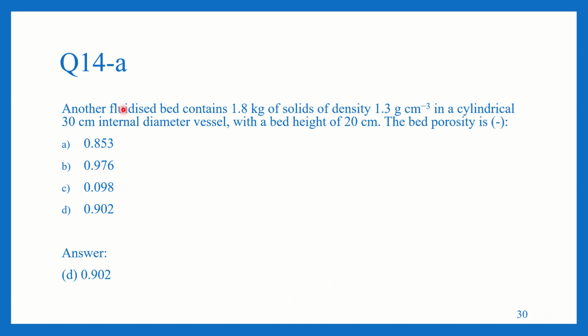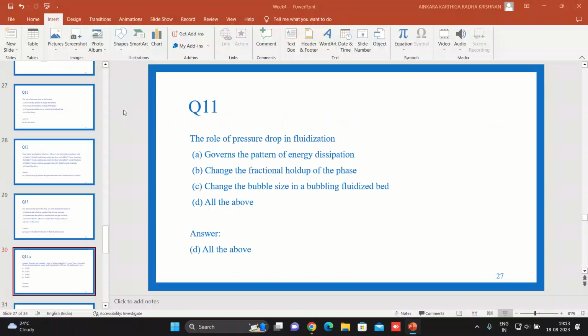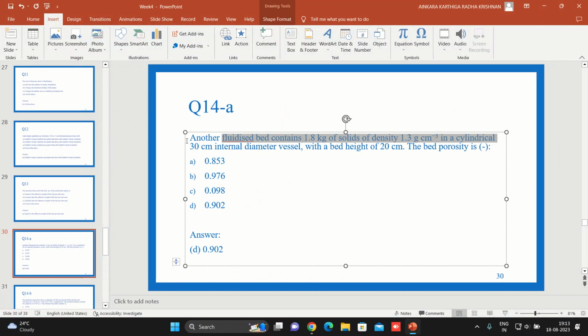Another problem is here, another fluidized bed. Okay, here we'll keep it as a fluidized bed. A fluidized bed contains 1.8 kg of solids of density 1.3 gram per centimeter cube in a cylindrical 30 centimeter internal diameter vessel with a bed height of 20 centimeter. The bed porosity is what? So this question is kind of a combination of all the three questions that we saw before.